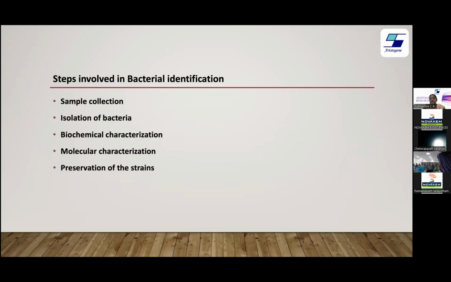And the next step: biochemical characterization is not always a conclusive test, so we always go for molecular characterization in the next step. Once you have characterized and you have a strain which is a single type, then we preserve the strains by lyophilization. So these are the steps involved in the isolation and identification of any bacteria. It could be a fish or any other animal.